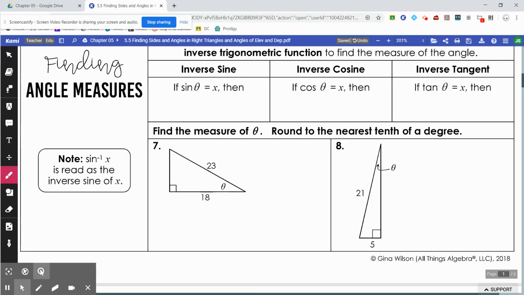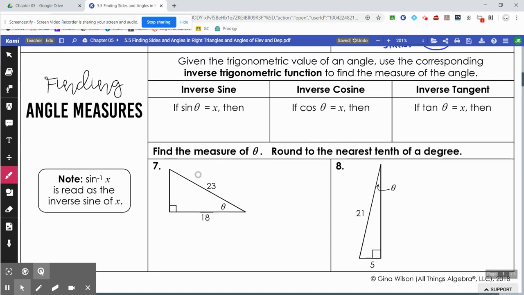Now, the next section, we're going to be finding angle measures. Anytime you're looking for an angle measure, given the trig value and angle, use the corresponding inverse trig function to find the corresponding angle measures. What do we mean by inverse functions? Inverse sine: if the sine of theta is equal to x, then that means that theta will equal the inverse sine of x. To find an angle, you will either use inverse sine, inverse cosine, or inverse tangent.